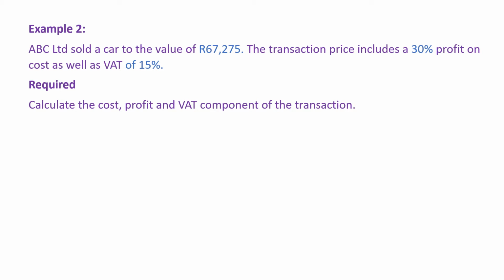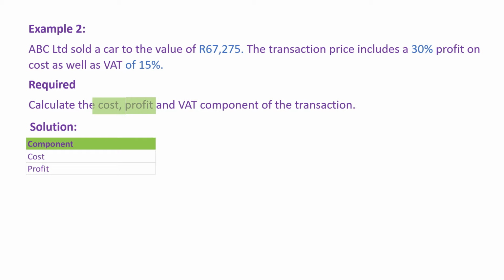To do this question, it's very important to firstly understand what the different components are. Cost is a component, profit is a component, and if you add your cost and profit, you will arrive at your selling price exclusive of VAT. After adding your VAT component, you would then get your selling price inclusive of VAT. After identifying all of your components, you would then need to assign parts to each of these components.